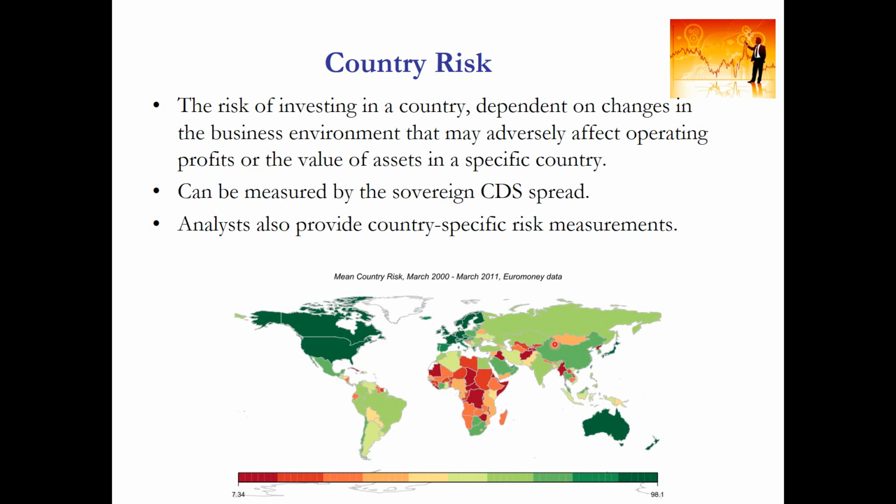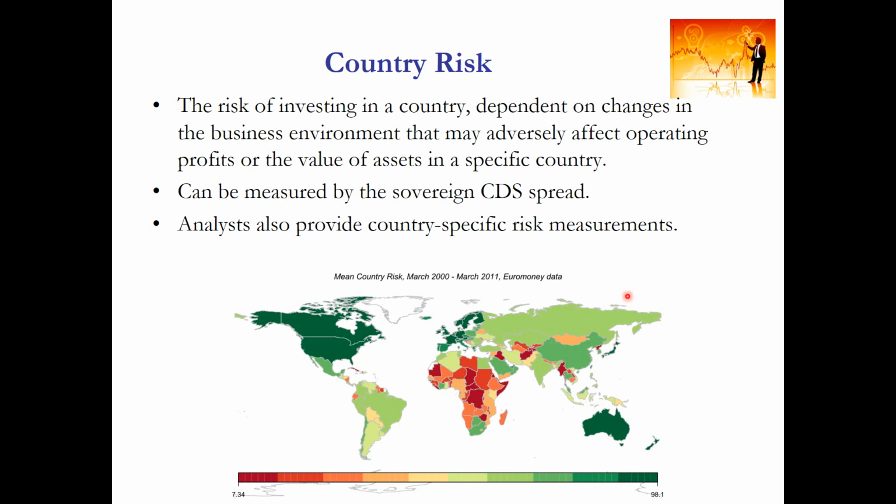So we can use the spread on credit default swap to measure the probability of default. So the higher the sovereign credit default swap spread for a country, the higher the level of country risk it may indicate. Alternatively, analysts also provide various country-specific risk measures.